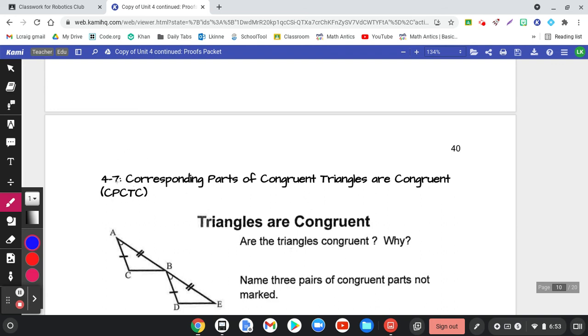And then next, we're going to move on to CPCTC, which is used quite a bit.